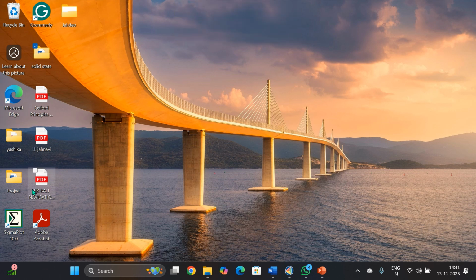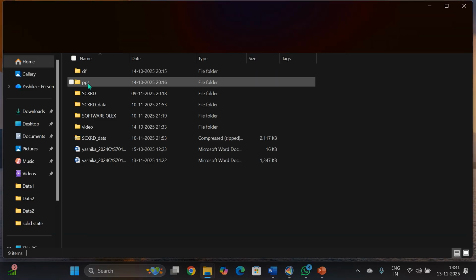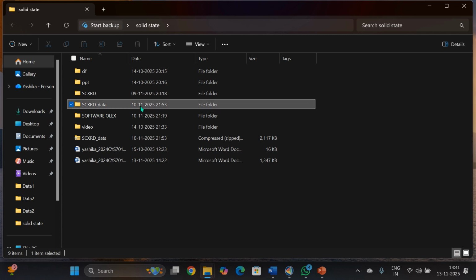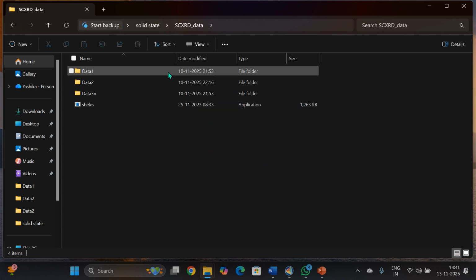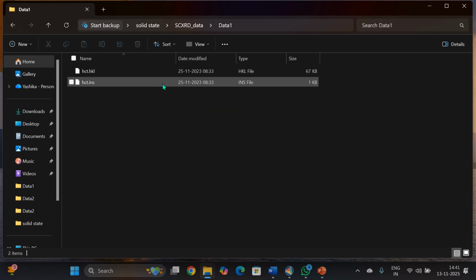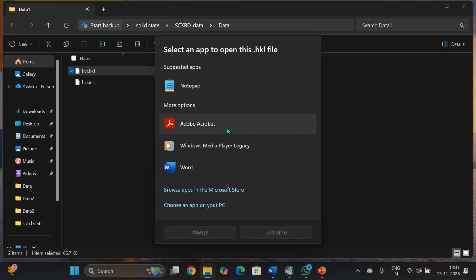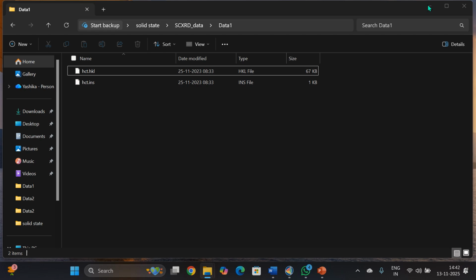So the diffraction files were given as per the structure data, and like these the HKL and INS files were given, and these were to be opened using Olex2 software. First I'll have to open Olex2.